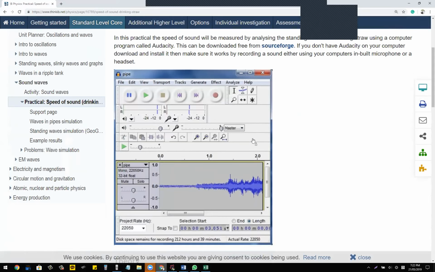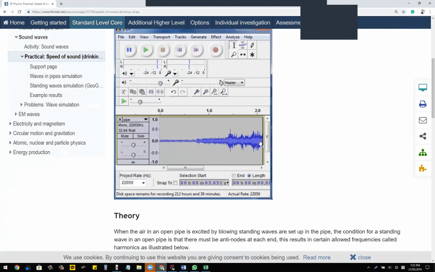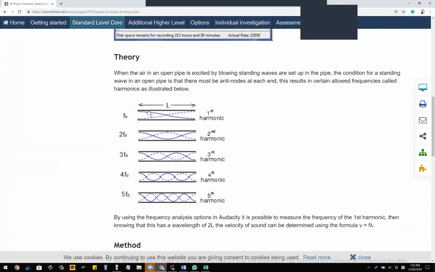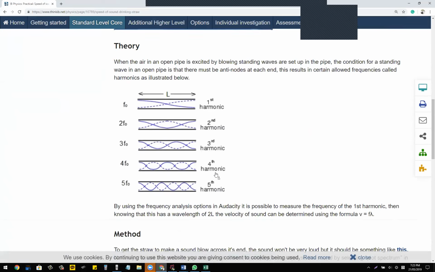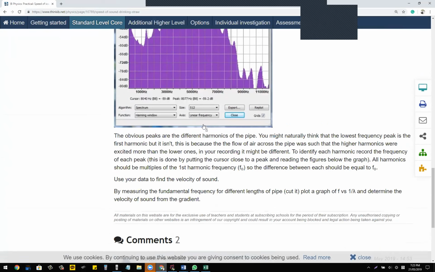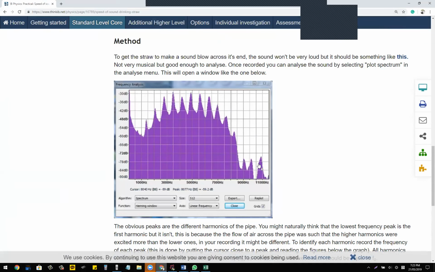So it's an open pipe, and this is Audacity, is it? Yeah. It produces some sound, then it records it. Frequency: the first harmonic, second, third, fourth, and fifth. You get that. The obvious peaks are different harmonics of the pipe. So are they saying that you get all these different harmonics at the same time? Yes.